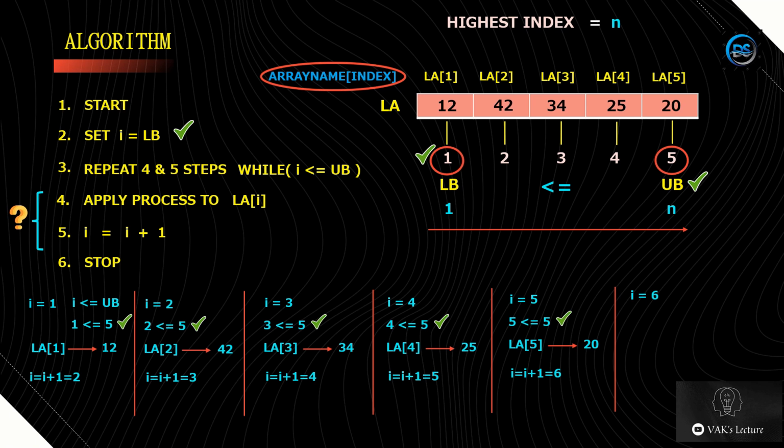Now the control goes to the 3rd step. Here the condition is 6 less than or equals to 5, which is false. So the control doesn't go inside. So the control moves out of steps 4 and 5, to step 6. That is stop. That means stop the algorithm. So this is the algorithm for traversing an array. And you can implement this algorithm in any programming language.